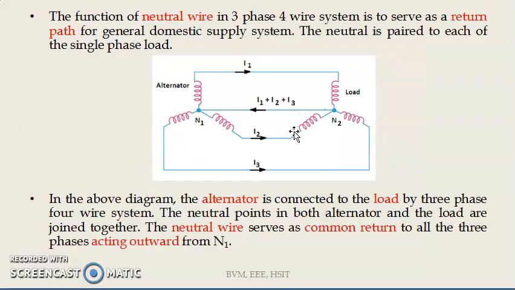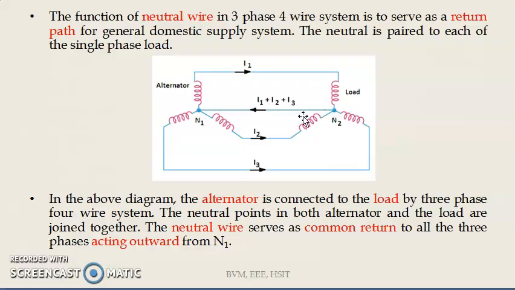Now see this figure. The function of a neutral wire in a three-phase four-wire system is that it serves as a return path for the general domestic supply system. The neutral wire is always paired with each of the single-phase loads. So here in this figure, this is the alternator, and that is connected to the load, right?